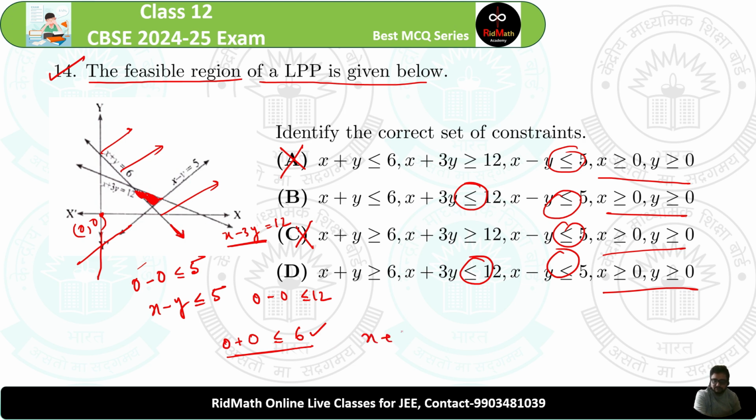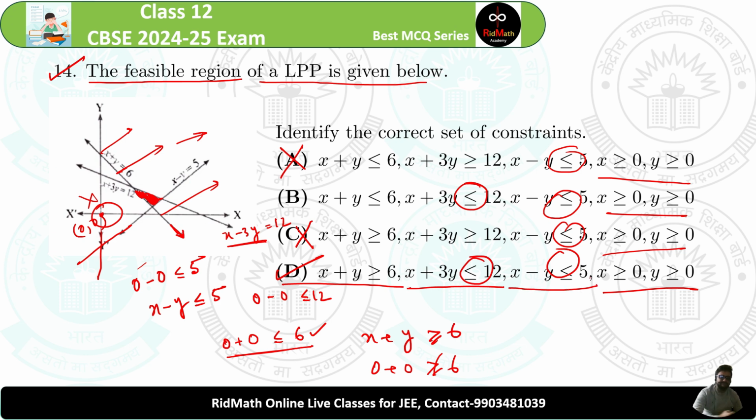That means x plus y is greater than or equal to 6, because if we put 0 comma 0, this is not greater than or equal to 6. That means we have shaded the other region where 0 0 is not there, this region. So that means option D is correct. x plus y is greater than 6, x plus 3y is less than 12, and x minus y is less than 5, and x is greater than 0, y is greater than 0, everywhere is presented. So option D is correct. Next problem.